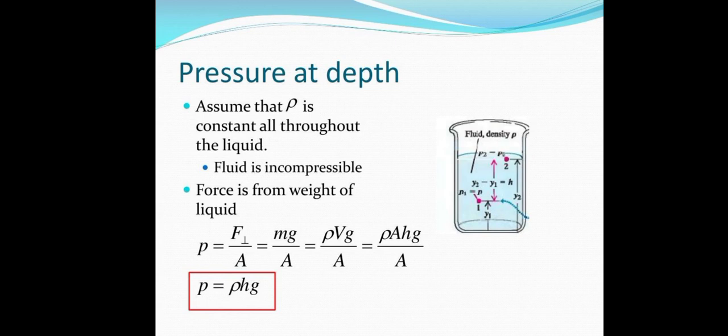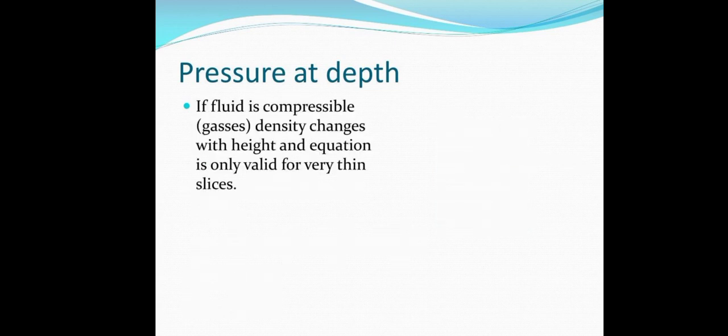How will the pressure act at depth? Assume that rho is constant all throughout the liquid. Fluid is incompressible. So, force is from weight of a liquid. So, pressure is equal to force by area. Force is equal to mass into gravity. Mass is equal to density into volume. Volume is equal to area into height. So, the pressure is equal to rho hg.